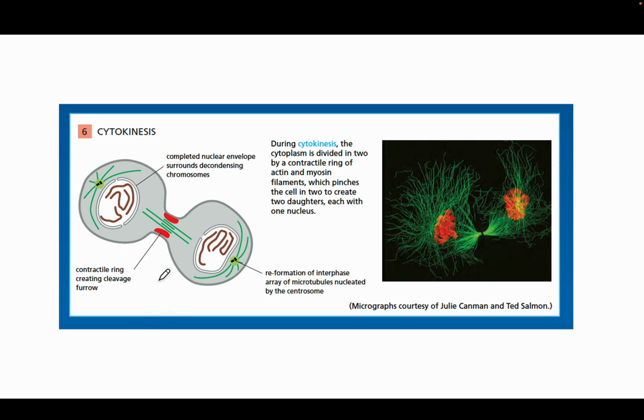Now there will be cytokinesis or the cell division. So in this case, this contractile ring is creating cleavage furrow, which will eventually help in dividing this one cell into two cells. So during cytokinesis, the cytoplasm is divided in two by a contractile ring of actin and myosin filaments, which pinches the cell in two to create two daughters, each with one nucleus. So this is reformation of interphase array of microtubules nucleated by the centrosome.